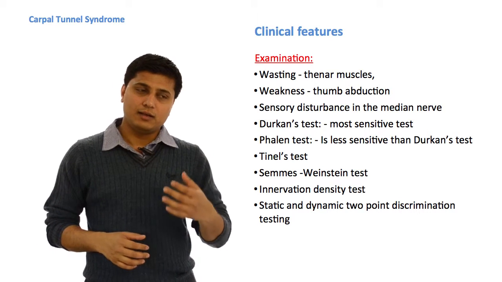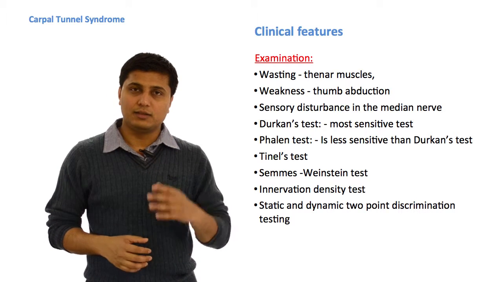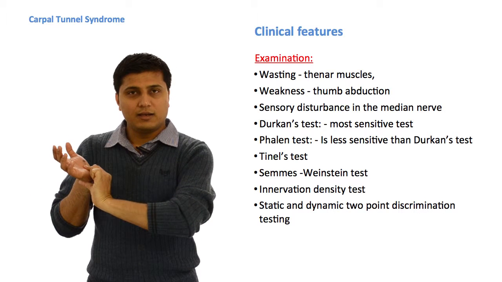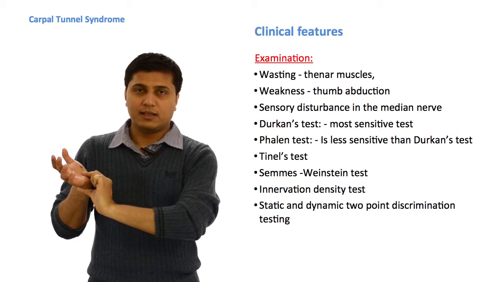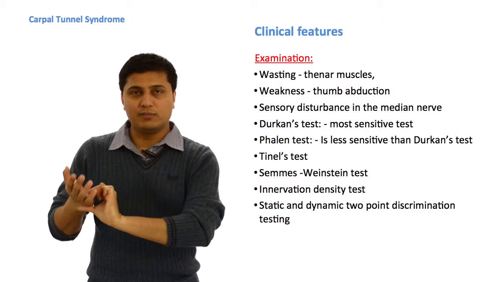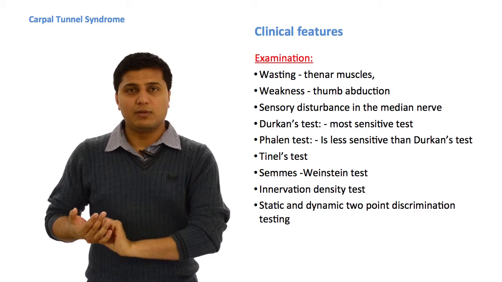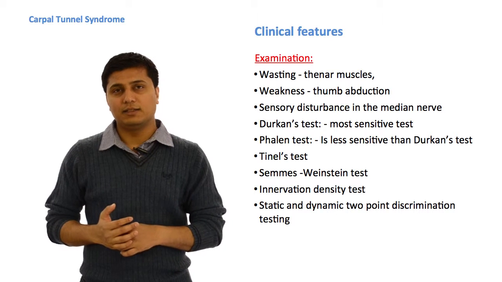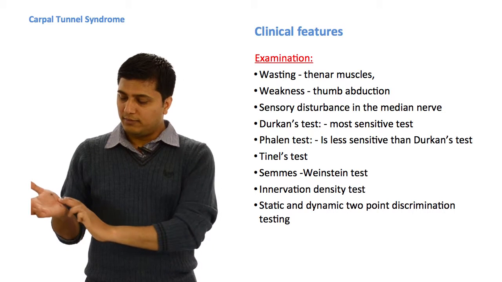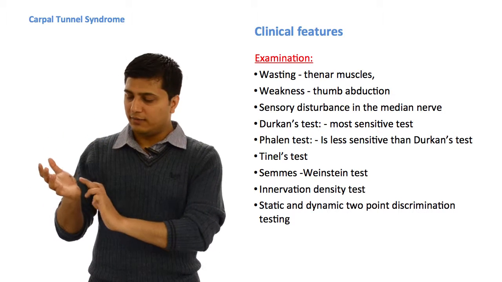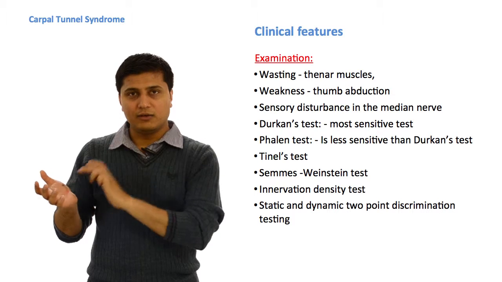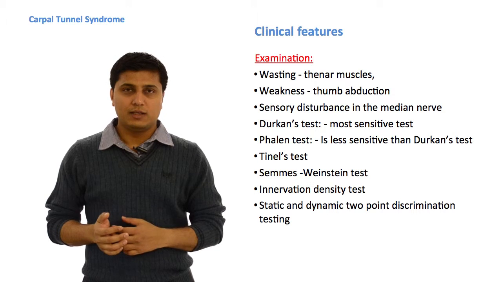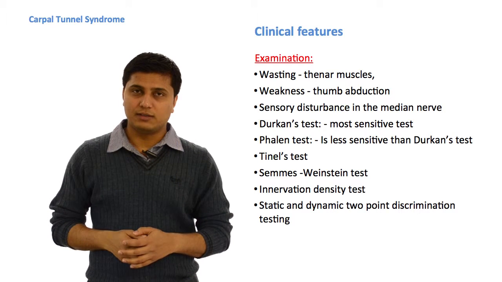The most sensitive test of that is Durkan's test, where you press on the median nerve for 30 seconds, and this should cause symptoms similar to the carpal tunnel. That's a positive test. And the other test is Tinel's test, where the median nerve position is here. So gently tapping on the nerve should reproduce the electric shock-like symptom of carpal tunnel syndrome. So that's another important test as well.